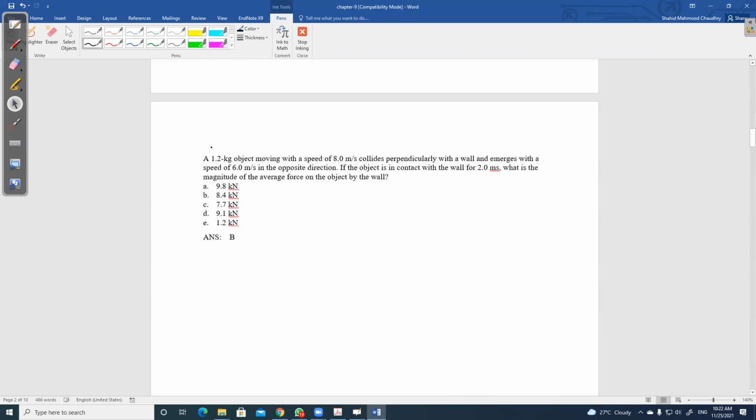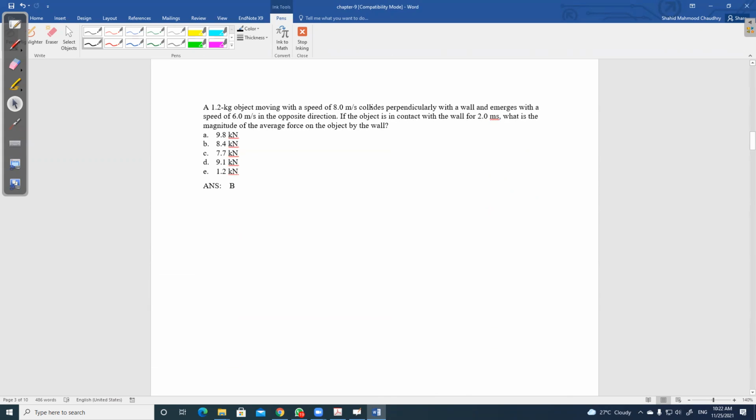After this, another problem is this one. This is an important problem. A 1.2 kg object moving with a speed of 8 meters per second collides perpendicularly with a wall. This is the wall, and the object is moving in this way. Its mass is given as 1.2 kg, with a speed of 8 meters per second. So its initial speed is 8 meters per second.